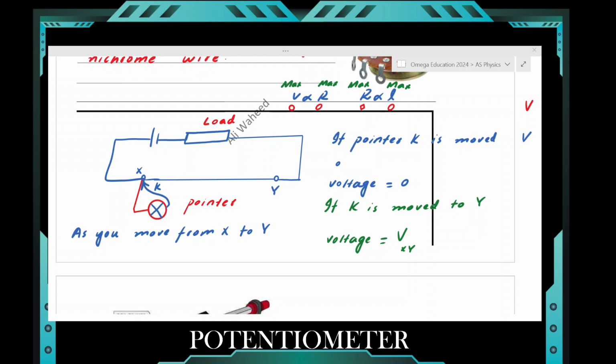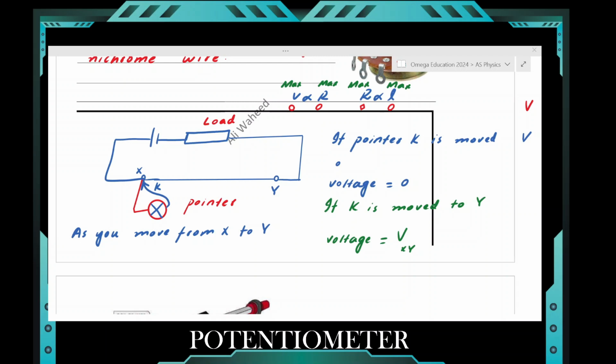At the position X, the voltage around the filament lamp would be 0. You won't be getting any voltage. The voltage would be 0 around the filament lamp. So if the voltage is 0, it would be getting 0 current, and the filament lamp would not even be switched on.